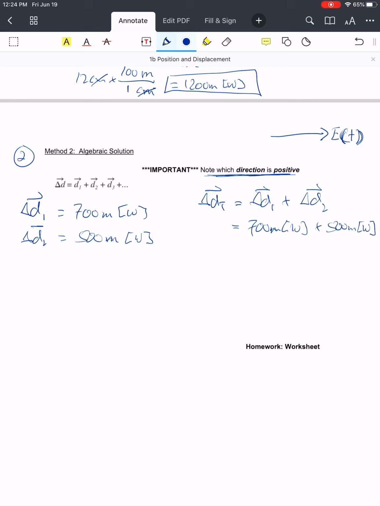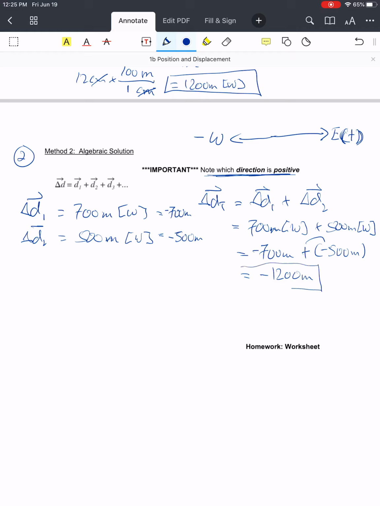So now what I have to do is convert these into numerical directions. So 700 meters west is now negative. If east is positive, west is negative. So this is going to be negative 700 meters. And 500 meters west is going to be negative 500 meters. Because west is negative now. I've made east positive. So when I do this, this is going to be negative 700 meters plus negative 500 meters. When I add those together, you're going to get negative 1200 meters. Because positive and a negative make a negative. So you're going to get negative 1200 meters.